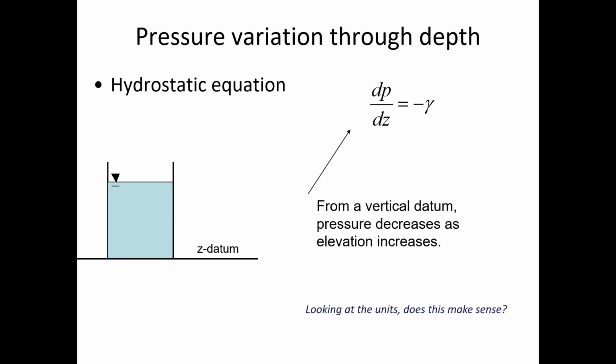So for water, if you go down 1 meter into water, the pressure will increase 9810 newtons per meter squared if you go down 1 meter.